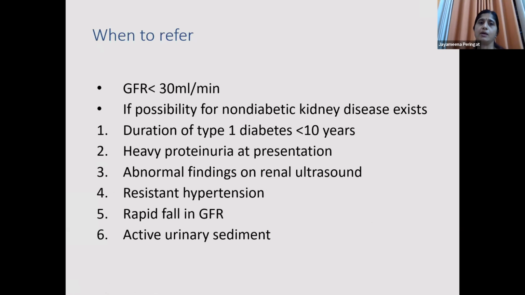So when to refer to a nephrologist? When GFR is less than 30, when the patient is in CKD stage 4, basically to counsel him for renal replacement therapy. Or, as just mentioned, when there is a possibility of non-diabetic kidney disease: CKD onset in type 1 diabetes with less than 10 years of duration, heavy proteinuria at presentation, abnormal findings in renal ultrasound, resistant hypertension, rapid fall in GFR, or active urinary sediments.